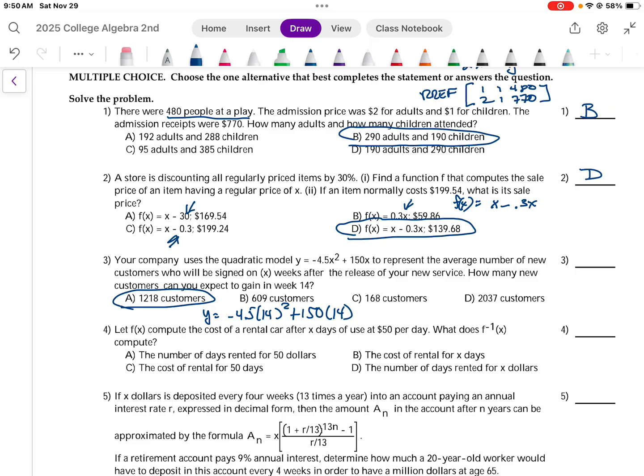Number 4 says let f of x compute the cost of a rental car after X days of using it at $50 per day. What does the inverse function compute? So the inverse function, if we think about it, f of x computes the cost for the number of days used, then we would kind of switch around the roles. So it'd actually be the number of days for a certain amount of money. Now, with that in mind, we really can't use the 50 in the reverse process. So our answer is the number of days rented for X dollars.